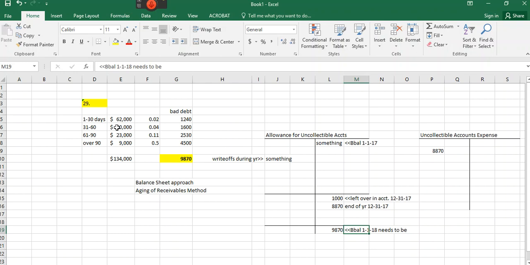Just wanted to show you this. Again, when you see this uncollectible or this aging of receivables method, that tells you, unfortunately, you cannot ignore this. This cannot be ignored. You have to factor it in to the entry that you make, the debit to the expense account and the credit to allowance for uncollectible accounts. I hope you found this useful.